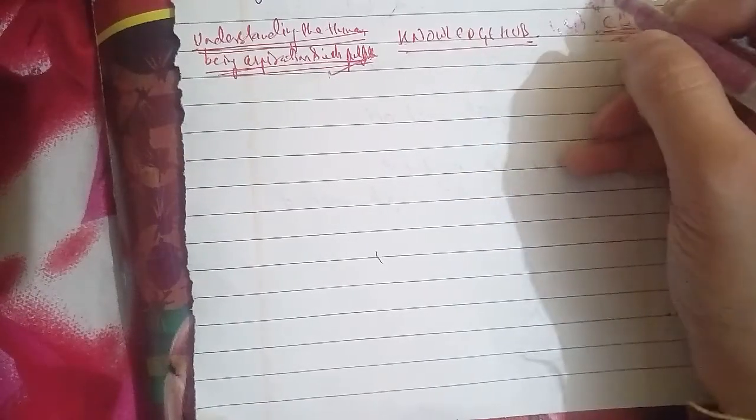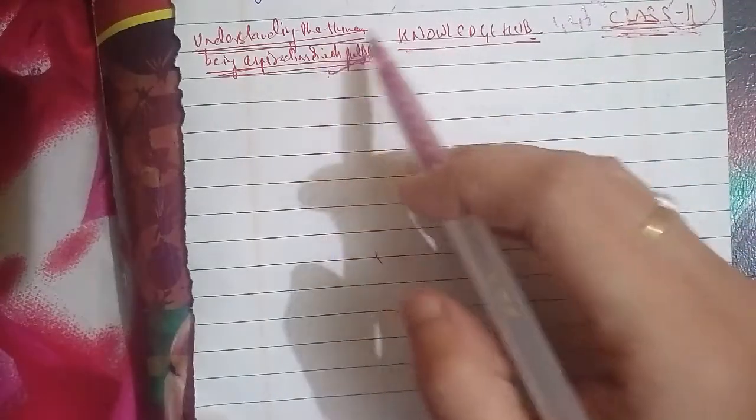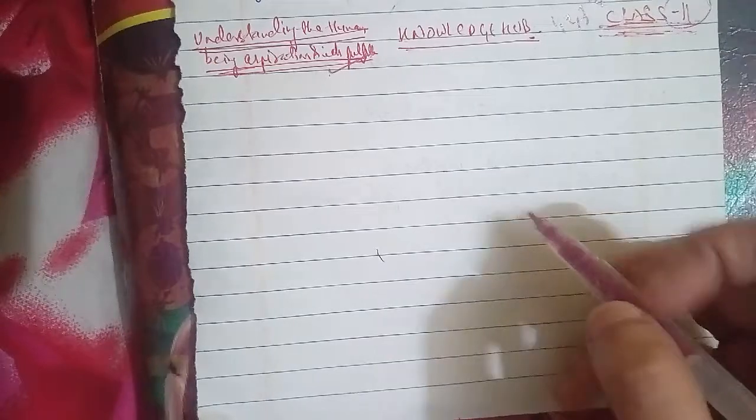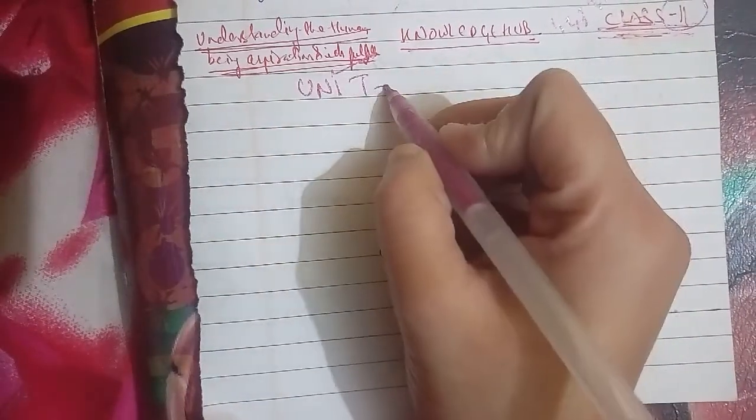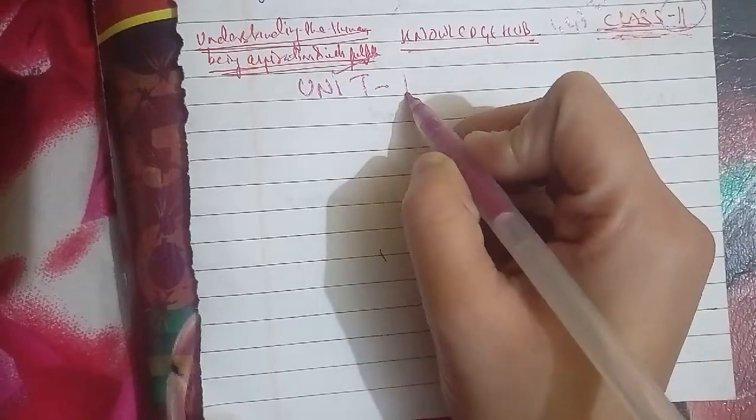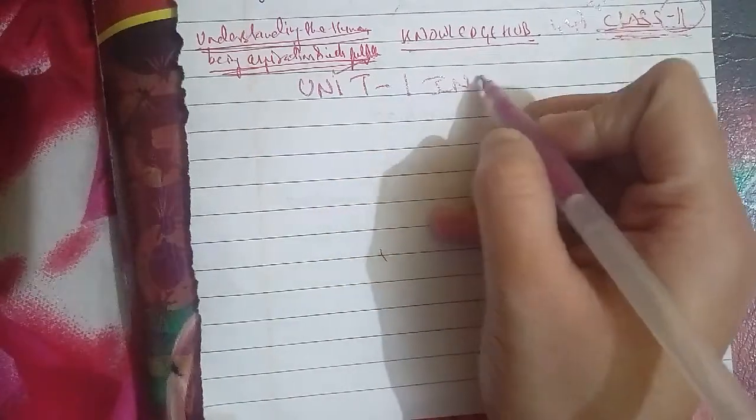Now we'll discuss the short answer questions of 2 marks that are possible for unit 1, unit 2, unit 3, unit 4 respectively. So first we'll discuss unit 1, the 2 marks possible questions. The name of the unit is Introduction.